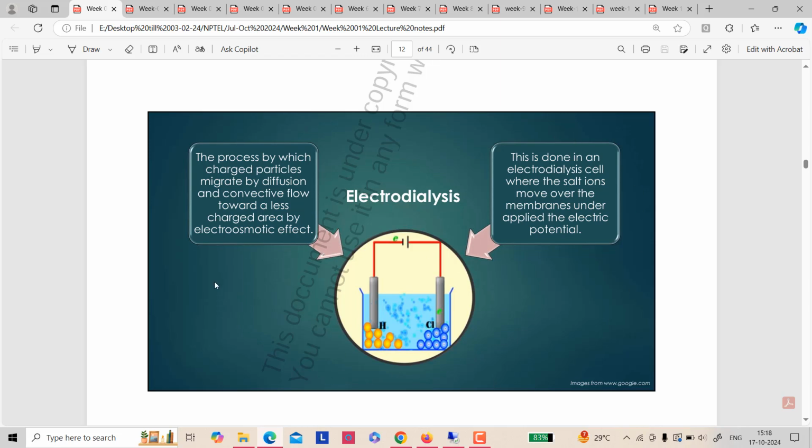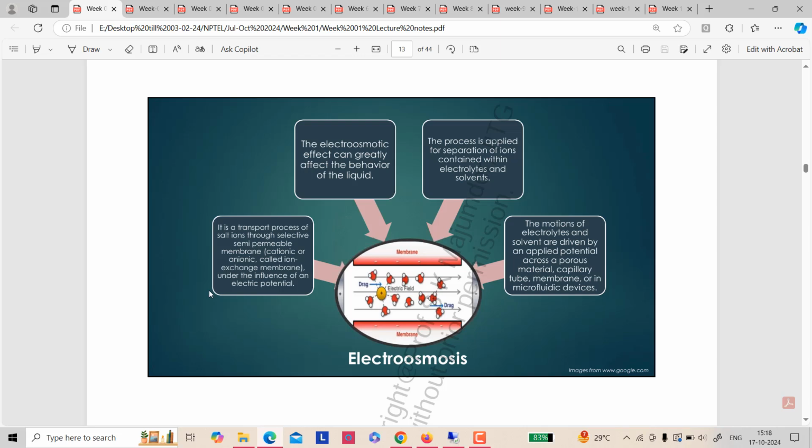We have seen in those lectures how electrodialysis, the separation of positive and negative charge, happens: the process by which charged particles migrate by diffusion and convective flow toward a less charged area by electroosmotic effect. This is electrodialysis. Then there is electroosmosis.